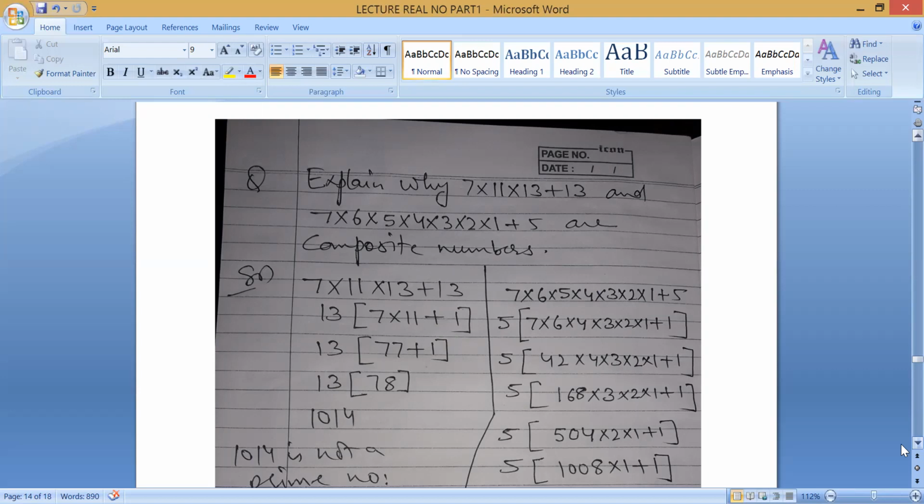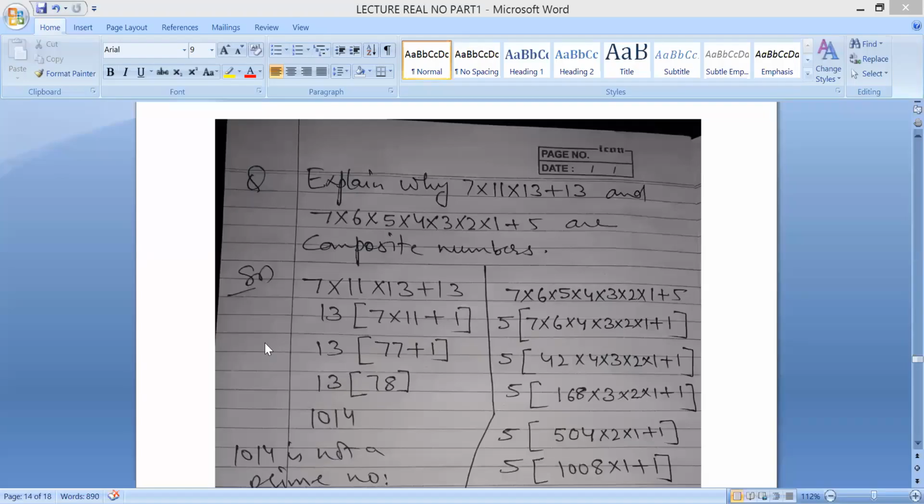Now another question. Explain why 7 into 11 into 13 plus 13 and 7 into 6 into 5 into 4 into 3 into 2 into 1 plus 5 are composite numbers. You have to say why these numbers are composite. So for now you have to calculate. Yes, so now explain why 7 into 11 into 13 plus 13.